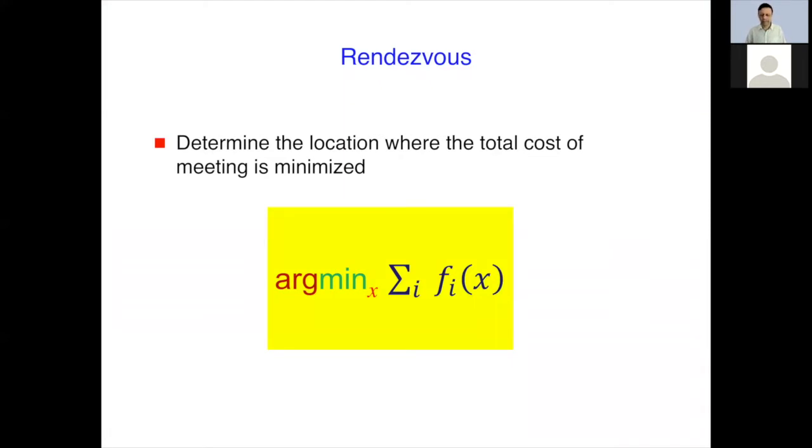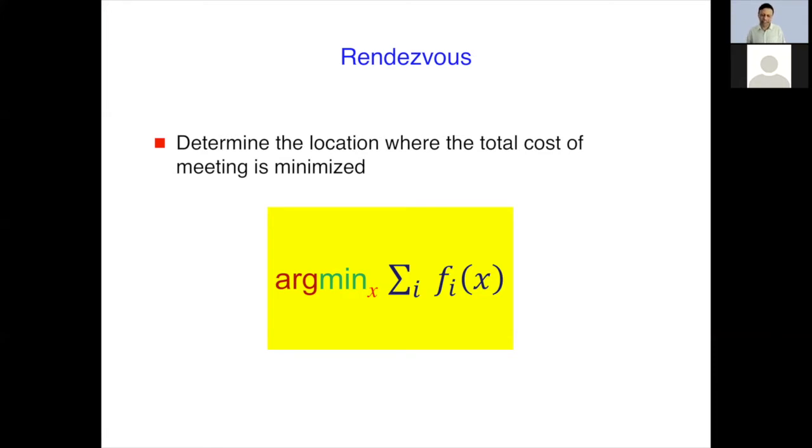So the goal is to compute the argmin of the summation of fi of x over all agents i. The index for the summation is i, which in this example will be i equal to 1, 2, and 3. And the cost function we care about is the summation.